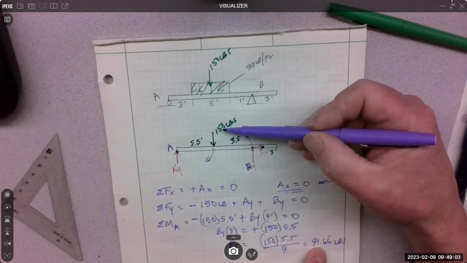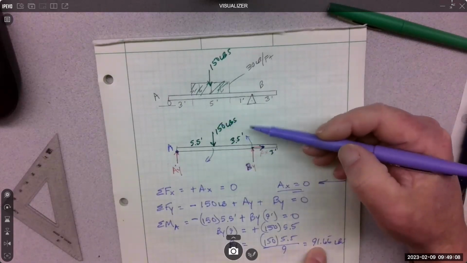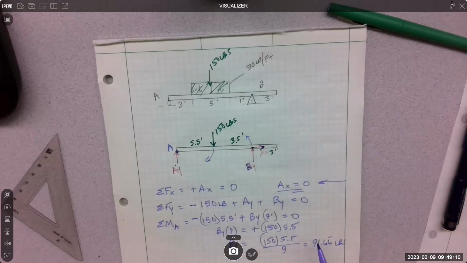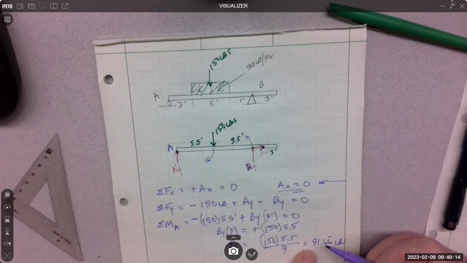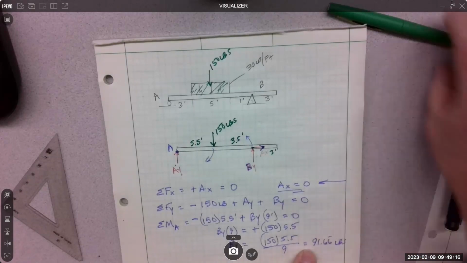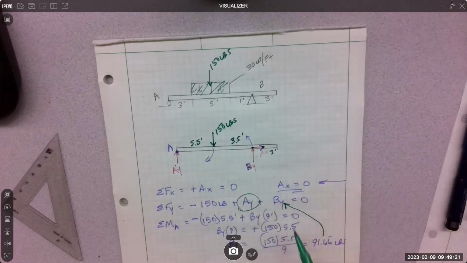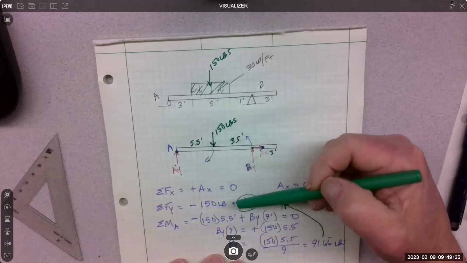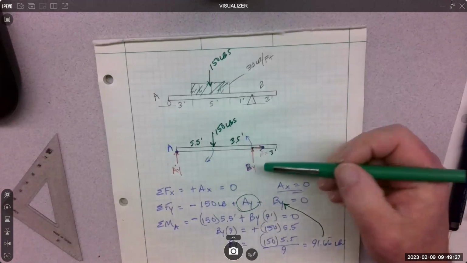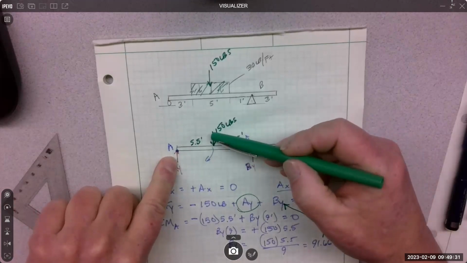91 of the 150, right? Because I know I got 150 coming down. I got 91 going up. That's what this all told me. So now AY, and I could take this and plug it into here, right? I could take this, plug it into here, and then solve for AY. But I know the sum of the forces in this Y direction has to be equal to 0. So that plus that has to equal that.